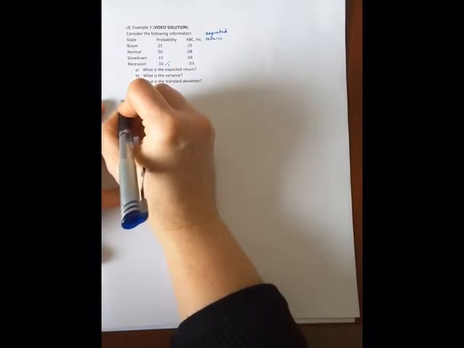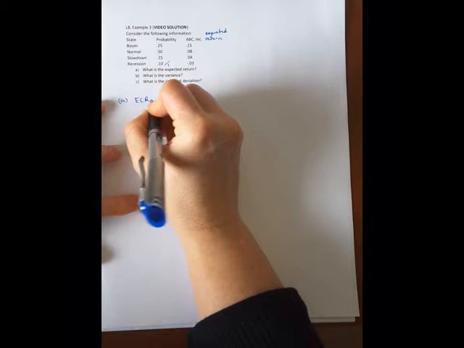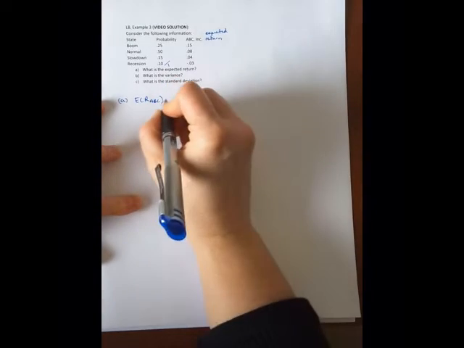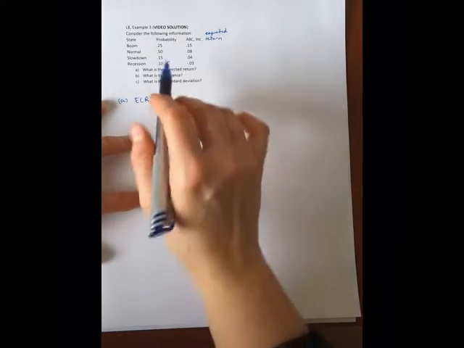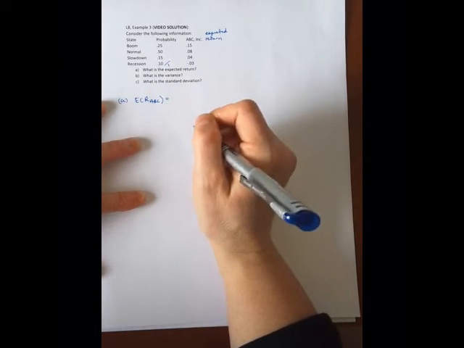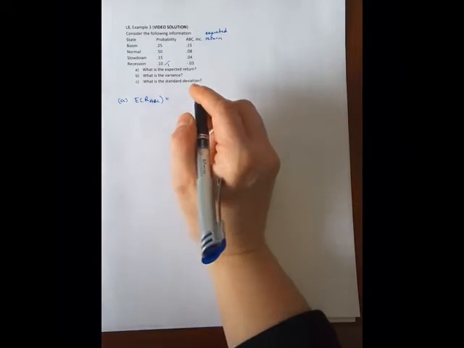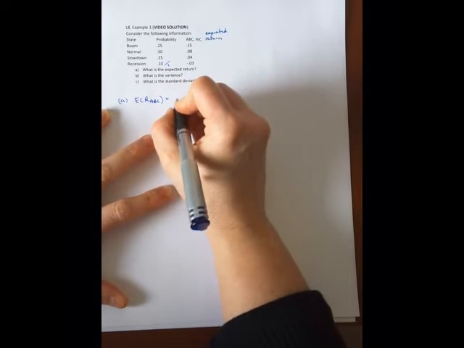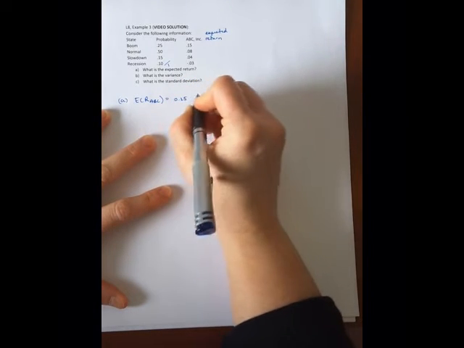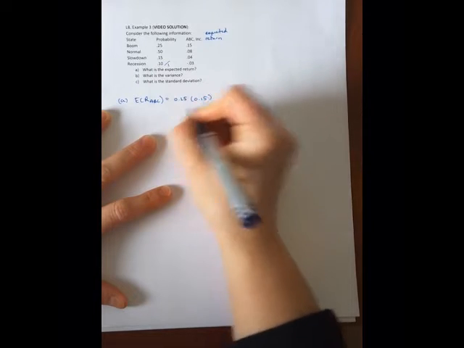So the first part of the question says, what's the expected return on this asset? So what's the expected return on ABC? Well, we know that to calculate expected return, what we need to do is take the probability weighted sum of all of the returns in each of the states of nature. So what we do is we take 25%, and we multiply that by the return in that outcome, so 0.15.